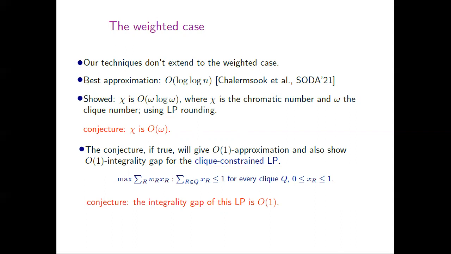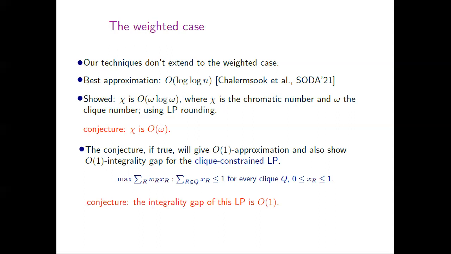The conjecture is that maybe this is linear, and that would imply a constant approximation for the weighted case of maximum independent set. One thing that is also interesting is the gap of the linear relaxation of the clique constraint LP, and it's conjectured to be constant also, but we still don't know. So this is another conjecture.